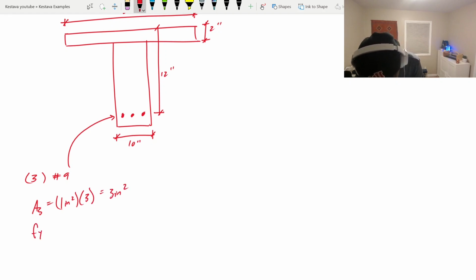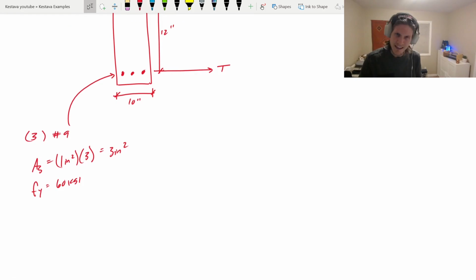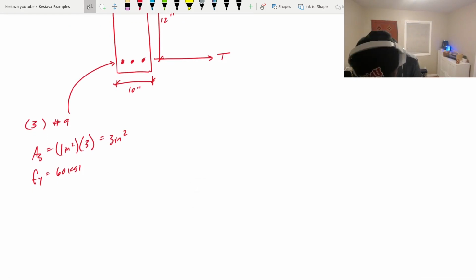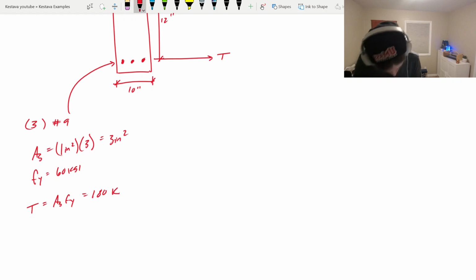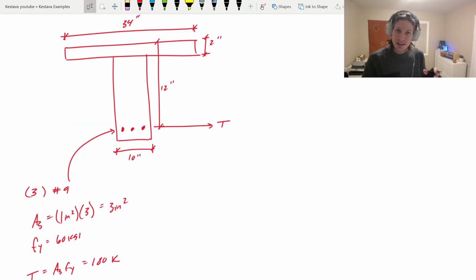And we know that Fy is 60 ksi. So that means that our total tensile capacity of our steel in our T-beam, T, is equal to A_s F_y, which just equals 3 times 60, which equals 180 kips. So that's good. Next, we want to find our compression block, right?